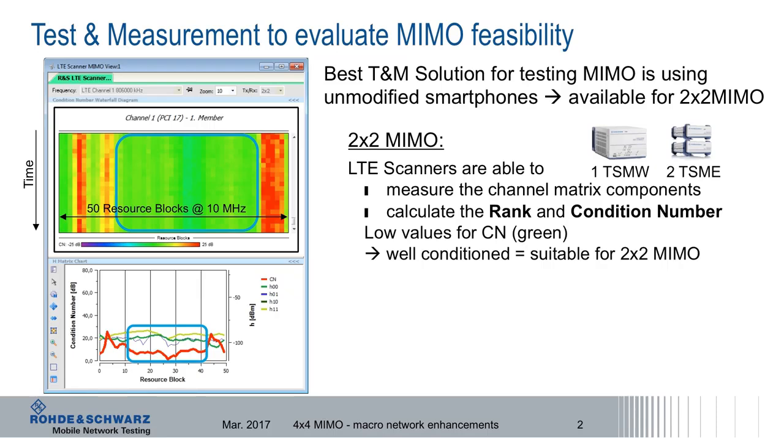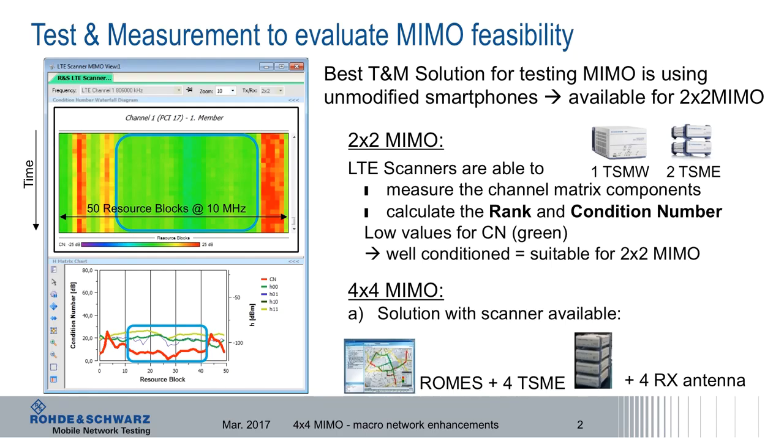In LTE, for example, you see here a screenshot showing a waterfall diagram over a 10 megahertz carrier. So you see 50 resource blocks here, and in the middle you see a green area. The green area indicates a very low condition number. So this part in the spectrum is very useful for 2x2 MIMO. Low values for the condition number mean we have a well-conditioned setup, and this is suitable for 2x2 MIMO.